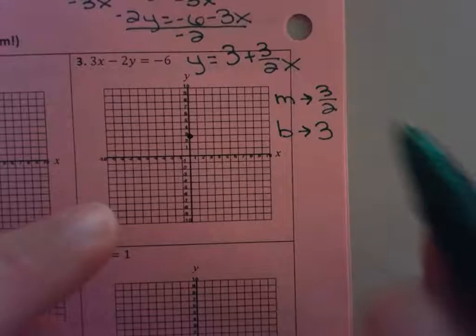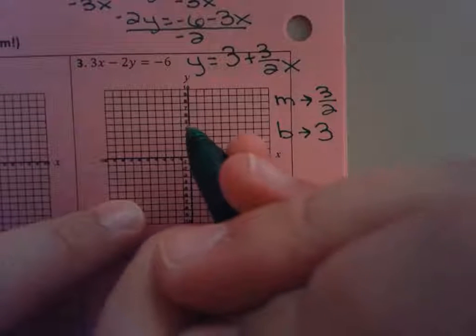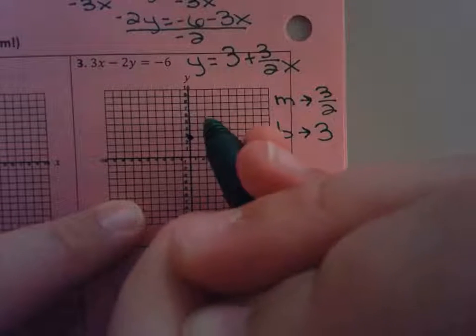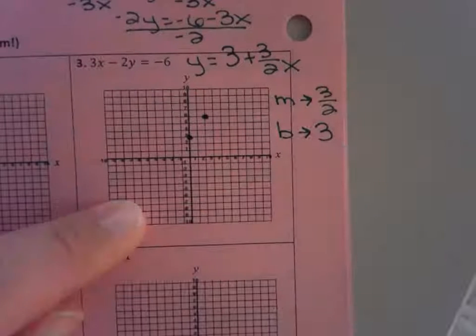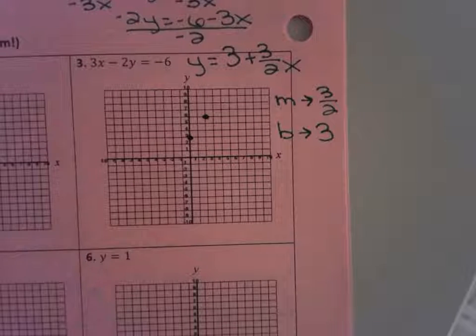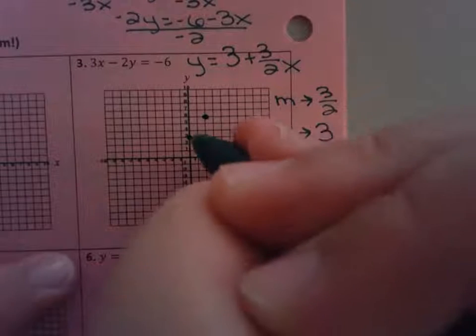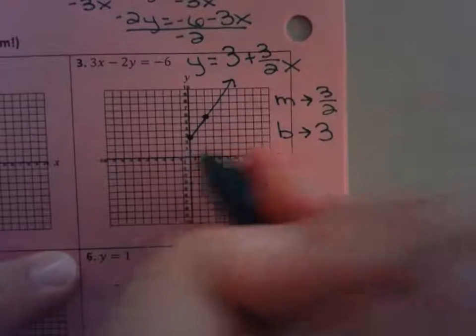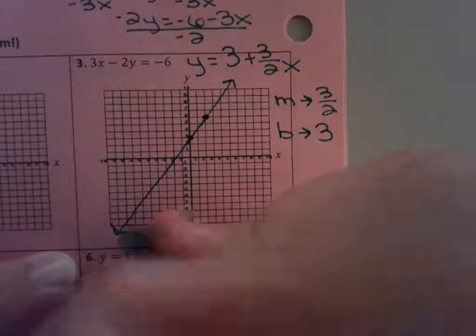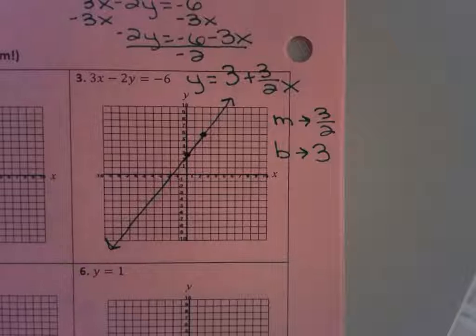How do I get to the next point? 1, 2, 3. Right 2. Slope is rise over run. So I go up 3 because it's a positive 3, and I go right 2 because it's a positive 2. My line is going uphill because my slope is a positive 3/2.